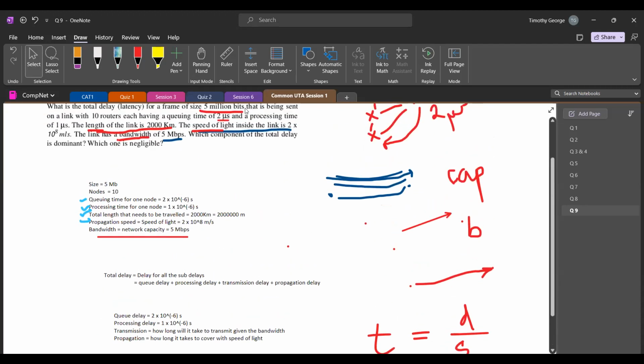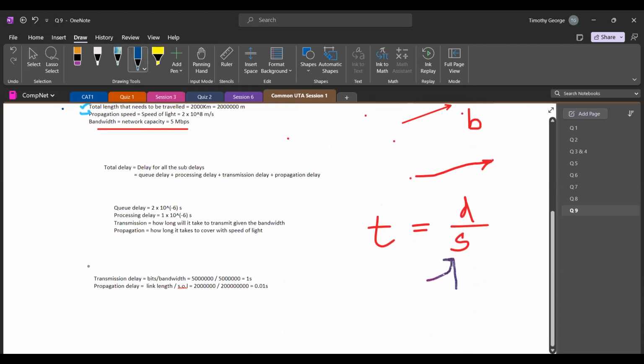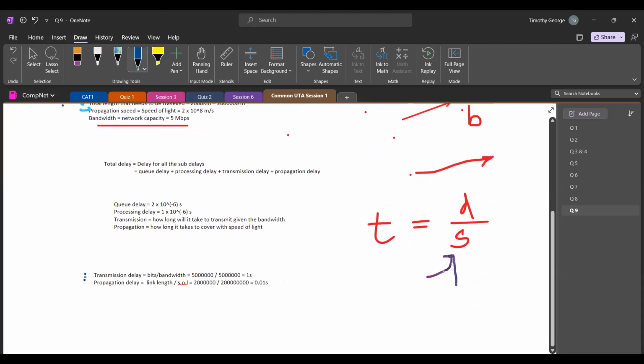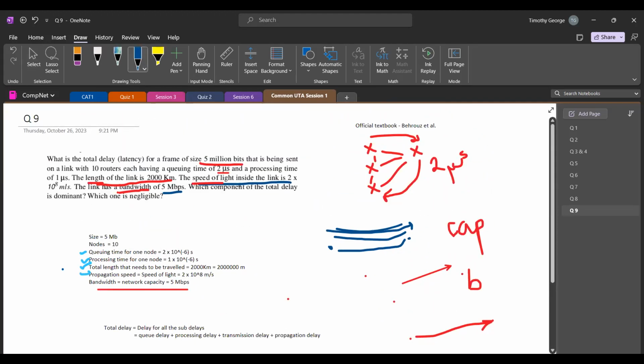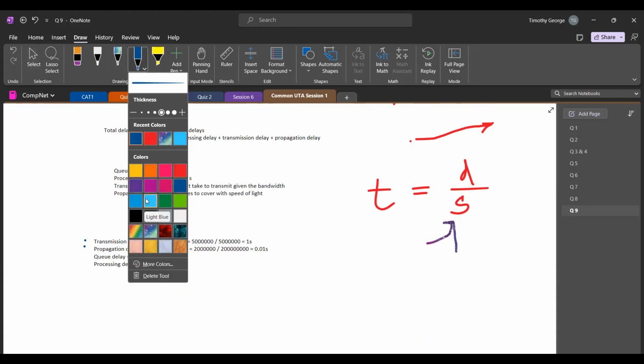Now, what the question was asking. After we solved all this, once you knew this, queuing time and processing time are given, you can immediately calculate transmission and propagation delay quickly. What is the answer to the question? What is dominant? What is negligible? You just have to see now among these what is dominant, what is negligible. So we bring this also down. What is dominant? Dominant means what is the biggest, what has the most influence.